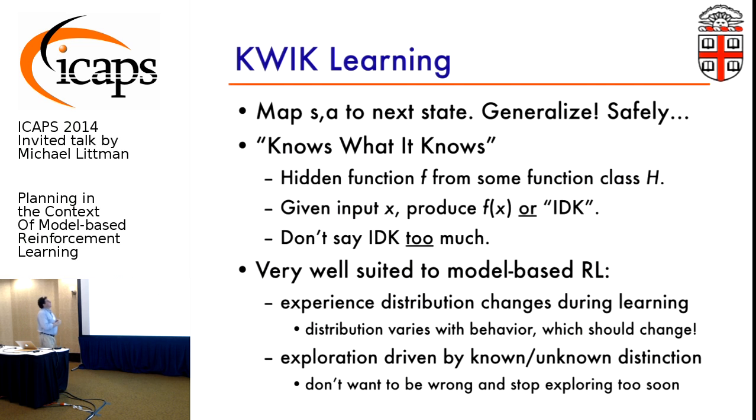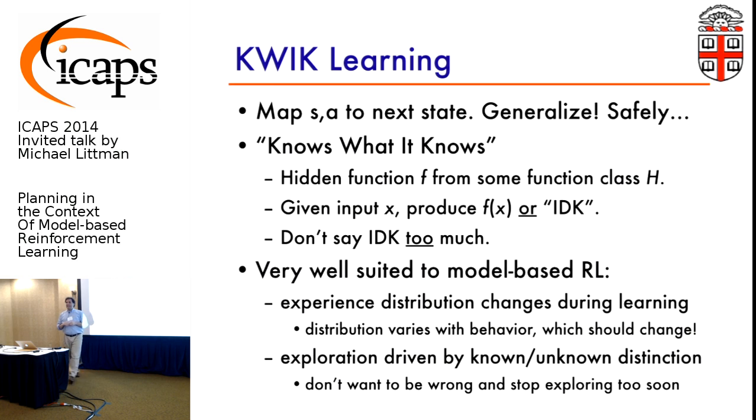So here's what we need. Here's a way to think about this. What we would like is to learn the transition model. The transition model tells us if I'm in some state and I take some action, what's going to happen? What's the probability distribution over the states that I'm going to reach next? We have to generalize. We have to come up with a way of learning this mapping so that we don't have to explicitly memorize every single possible combination of state and action. So we need to generalize, but we need to generalize safely somehow.